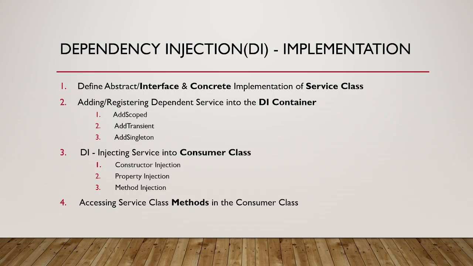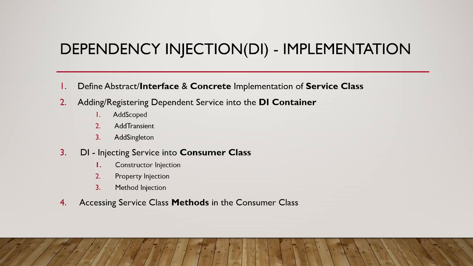The final step is, why are we consuming the service class? Because we want to access the methods which are defined in the concrete service class. So these are the four steps we have to follow for implementing dependency injection in .NET.